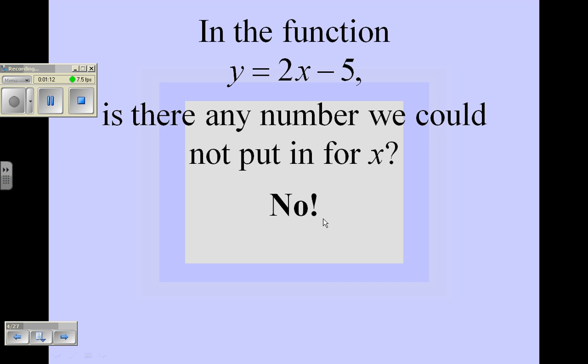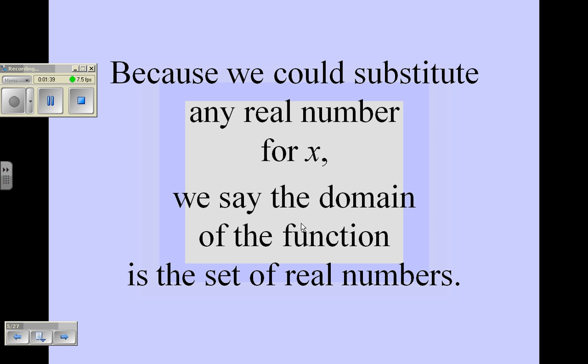Okay, so in this function, y equals 2x minus 5, the question is, is there any number that we could not put in for x? If you think about that for a minute, the answer is no. We can put anything we want into that function. It's just a straight line with a slope of 2 and a y-intercept of negative 5. There is no value of x that causes a problem for that function. So if we can substitute any real number for x, we say that the domain of the function is the set of all real numbers.